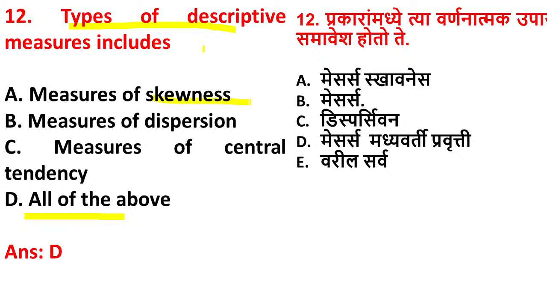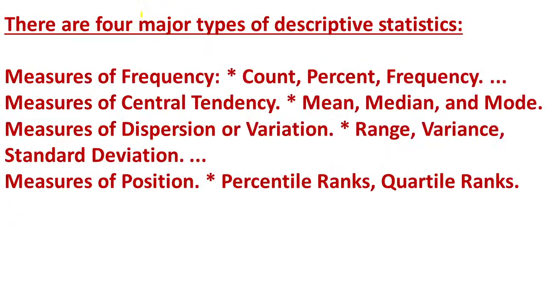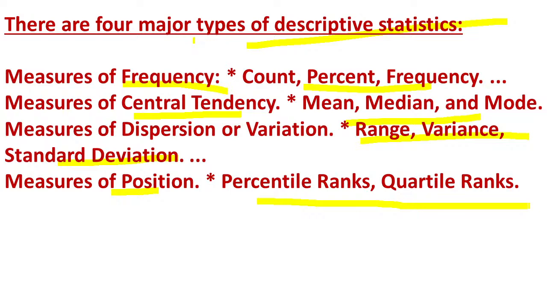So measures of skewness, measures of dispersion, measures of central tendency, all are the types of descriptive measures. Yes, there are four major types of descriptive measures. First one is measures of frequency: count, percent, frequency. Measures of central tendency: mean, median and mode. Measures of dispersion: range, variance and standard deviation. Measures of position: percentile ranks, quartile ranks.